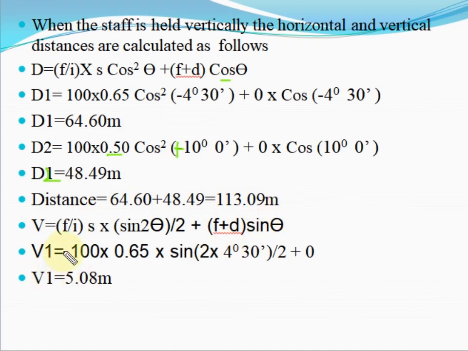Again for the vertical distance, V is equal to (F/I) × S × sin 2θ divided by 2, plus (F plus D) sin θ. In that, F/I is 100, already we know that multiplying constant. S is the H1 into sin 2 × 4 degree 30 minutes. You do not need to use the sign, it is negative here. The negative sign indicates that it is the angle of depression, so we don't require the sign. So 2 into 4 degree 30 minutes divided by 2 plus 0.